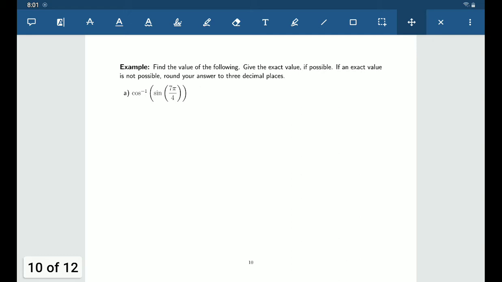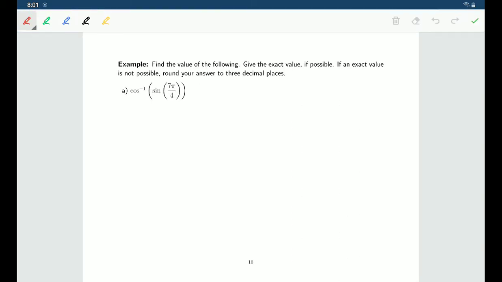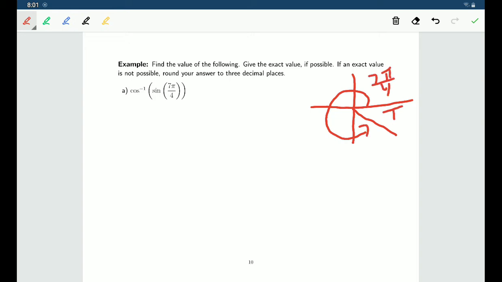Okay, so first problem, we are looking for cosine inverse of sine of 7 pi over 4. And so I'm just going to do a little quick sketch here. 7 pi over 4, that would be in quadrant 4. And I know that because 2 pi, a full circle, is equivalent to 8 pi over 4, so 7 pi over 4 is just a little less than a full circle, and the leftover amount, my reference angle, should be pi over 4.